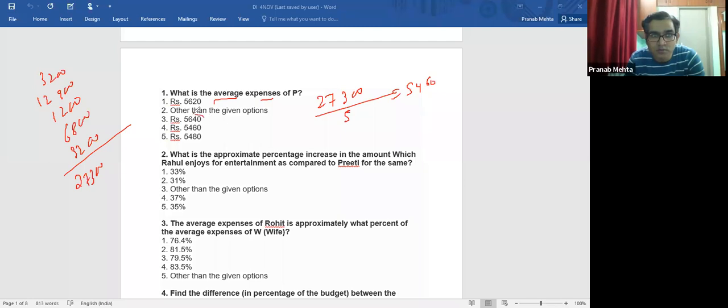Understood? If you have not understood, then tell me. If you have understood, we'll proceed. Once we have those data, calculation becomes very easy. All of you have understood how we got the average expense of P?